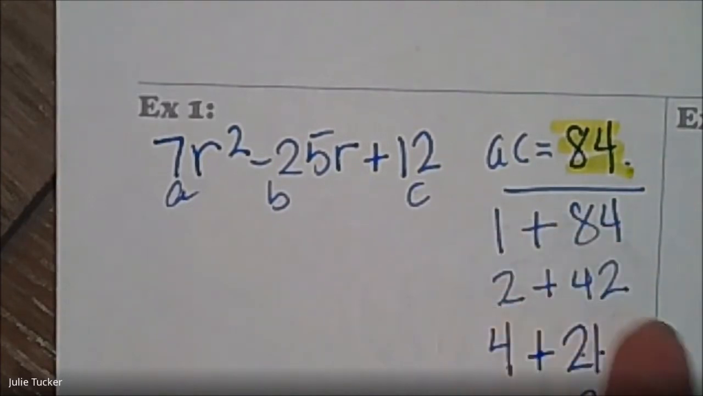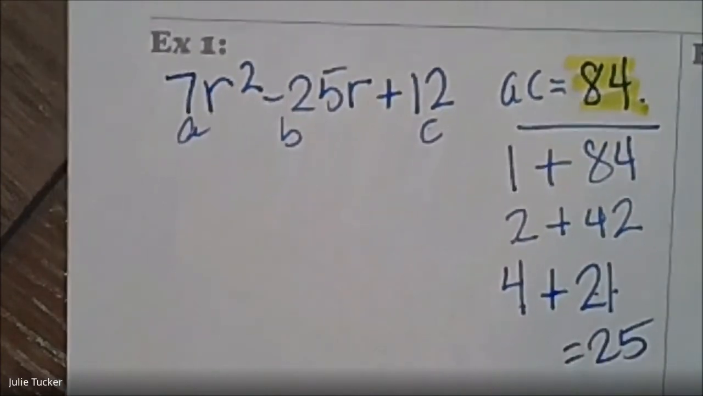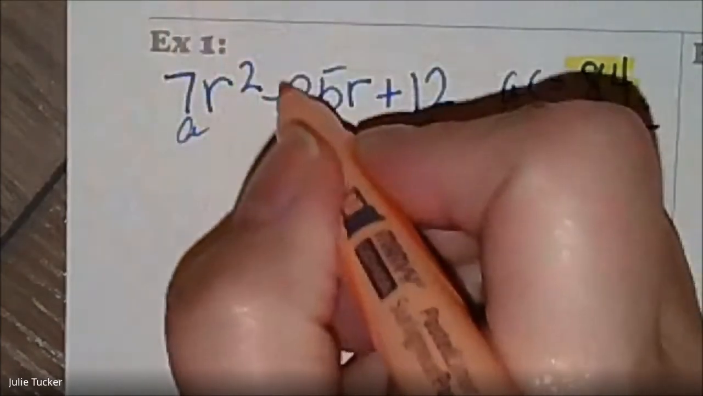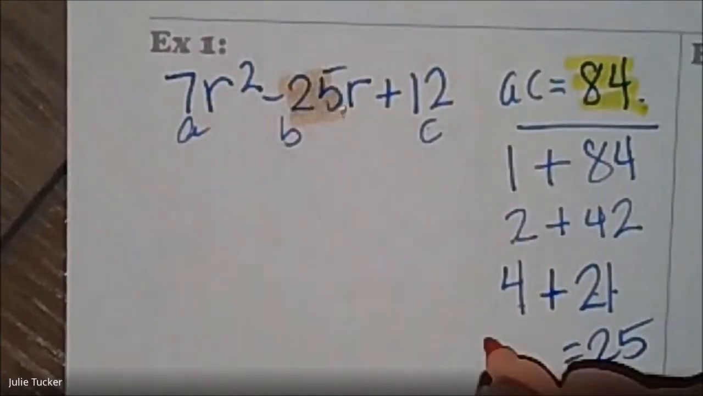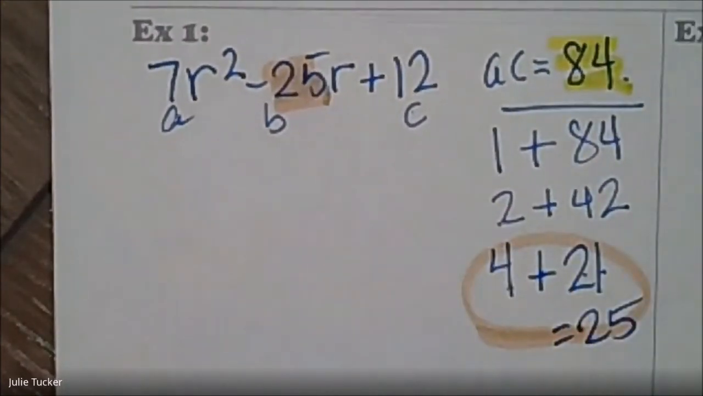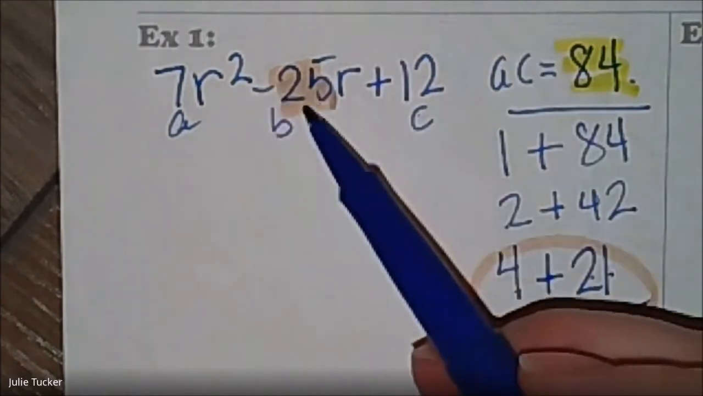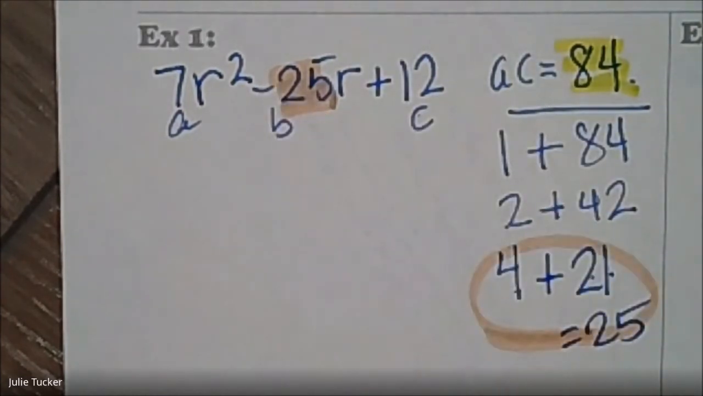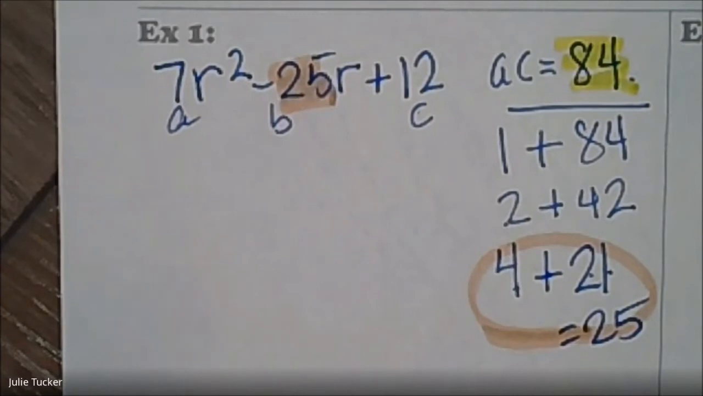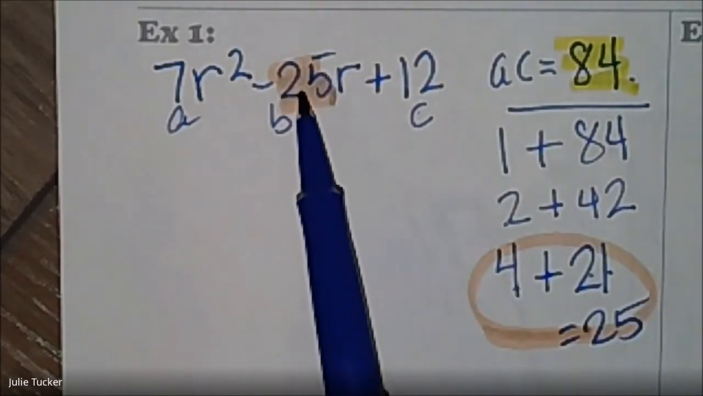And you start listing the factors until you get to a pair that has a sum that matches this number. And that's what we have right here. Okay, we have a sum of 25. Now, what you do with that information is you use it to split this 25 into 2 terms. And once you split it, then it will become a grouping problem like what we were doing a few minutes ago. Because once you split this, you will have 4 terms.